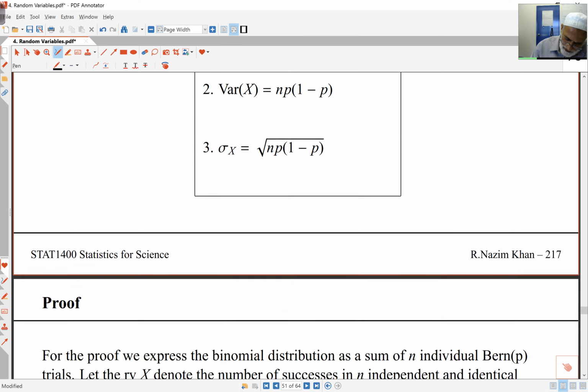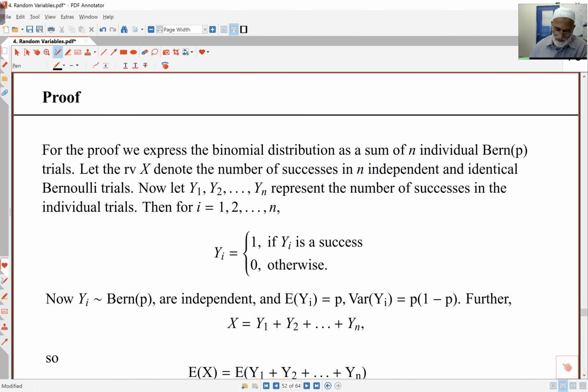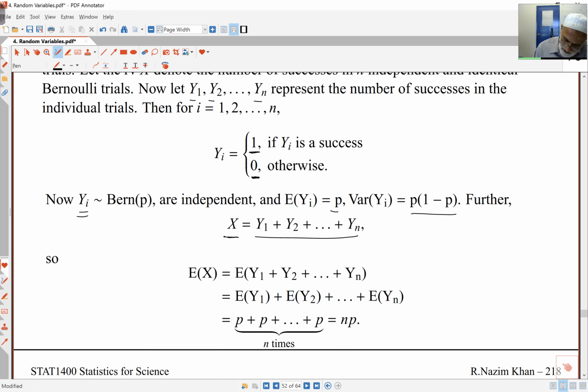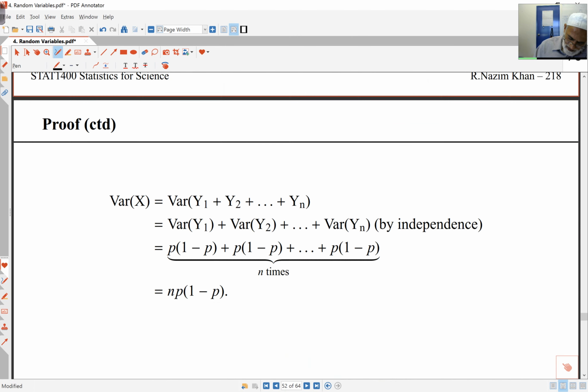Now we look at how to prove this. It's not so difficult. So the first is we're going to express the binomial distribution as a sum of n Bernoulli trials. So I've got n trials. I've got Y1, Y2 up till Yn, and each of these is either 0 or 1. If I get a success, it's a 1, otherwise it's 0. So the number of successes X is just going to be the sum of these things. Because Y is Bernoulli, we know the mean is p and the variance is p times 1 minus p. So the mean of X is going to be the mean of the sum, and we know the mean of a sum is the sum of the means. So I add all the means up over here, and that's p added n times, I get np out of this.